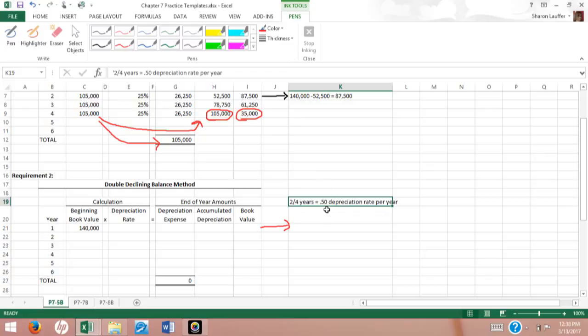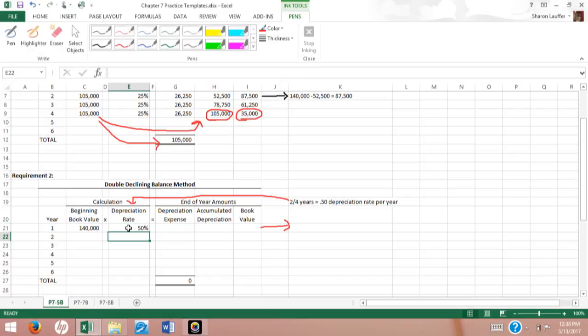So if it was a triple declining balance method, it would be a 3 over the 4 years. If it was quadruple depreciation rate, it'd be 4 over 4. So that's just how I'm going to get this depreciation rate. So that actually goes here, and it's 0.5, and it's going to be 0.5 all the way down.